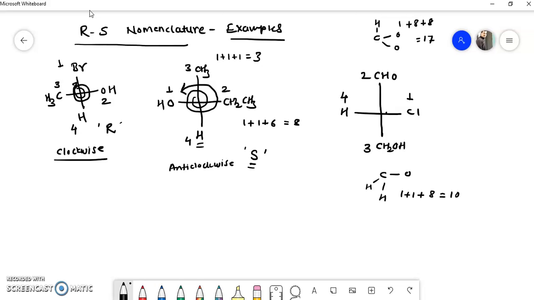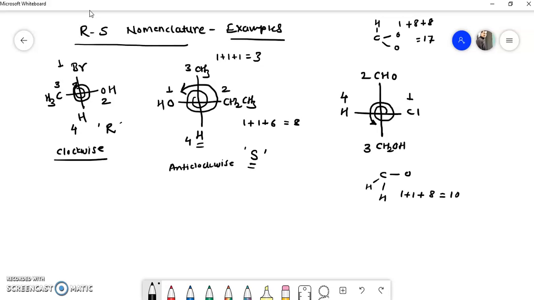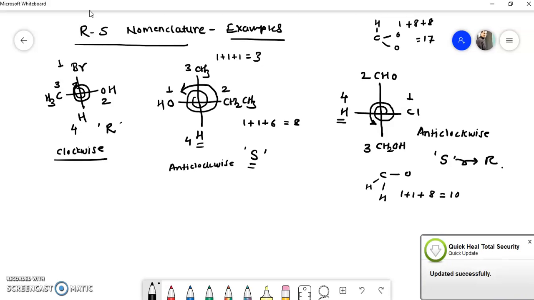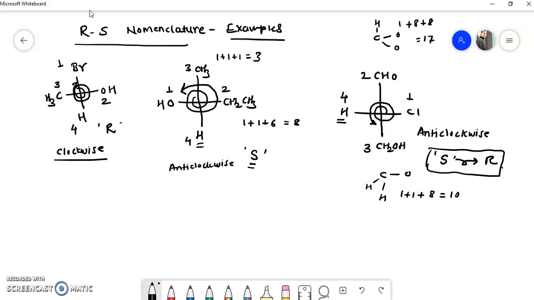So we will rotate like this from 1 to 2, 2 to 3, from 3 to 4. Which direction is this? This is the anti-clockwise direction, so S configuration, but remember the lowest priority group hydrogen is on the horizontal line, so the configuration S changes to R. This rule is very important. You remember this. If you read it from any book, you will not understand this rule of conversion, but I am explaining it in a very simple way. Just remember, if the lowest priority group is not on the vertical line, then the configuration changes. Right? So these are the three examples.